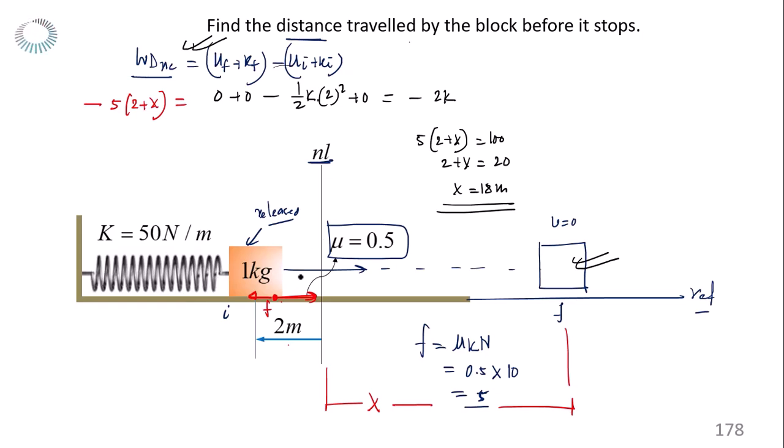The initial potential is half K x square. What is x? That is 2 meter, it is given. So solving this, I am getting x equals 18 meters. So it will travel 18 plus 2, that means 20 meters before coming to rest. If I calculate the distance from this point, it has to travel 20 meters before coming to rest.